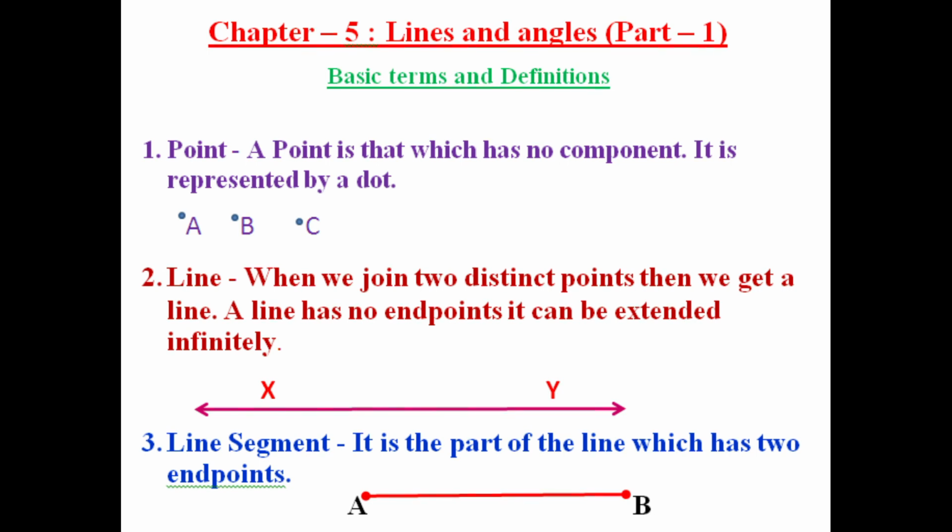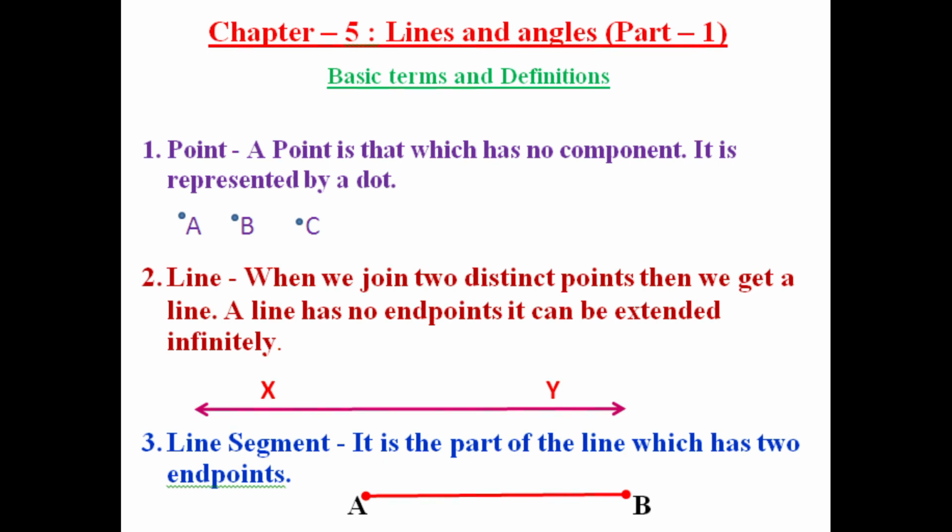What is a point? A point is that which has no component. It is represented by a dot. You see the figure: point A, point B, point C. Just keep one dot. It has no dimension. Like this only we will denote the points.